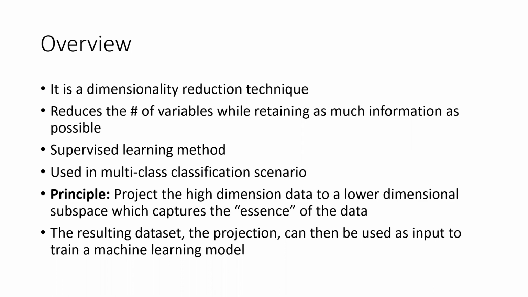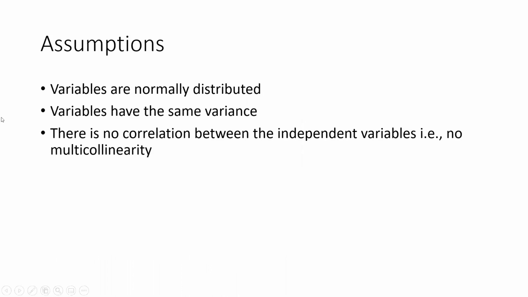I've got a bit more theory. In order to use linear discriminant analysis, we need to satisfy 3 assumptions. First, the variables should be normally distributed. Then all the variables should have the same variance, and there should not be any correlation between the independent variables. That is to say, there should not be any multi-collinearity.